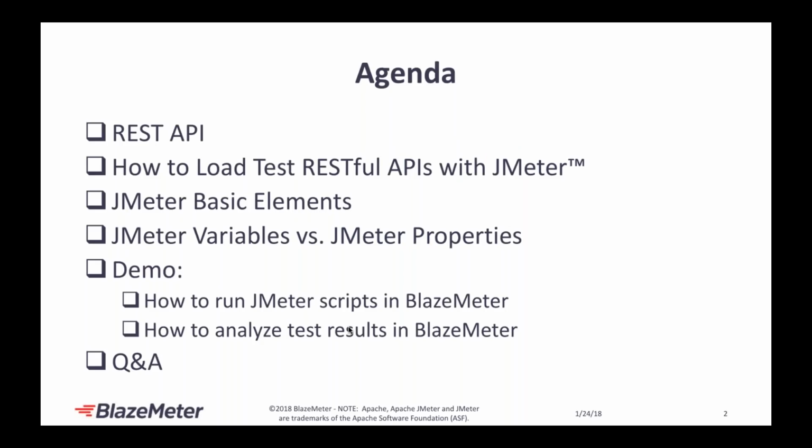What's on the agenda? First, we'll talk about what a REST API is and how it helps us. How do we load test RESTful APIs with JMeter? Then the JMeter basic elements, for those who are not familiar yet with JMeter, we'll show the basic elements and how to use them. We'll talk a little bit about JMeter variables versus JMeter properties. And then we'll show a demo of how to run JMeter scripts in general, and obviously how to run them in BlazeMeter and how to analyze the results. Eventually, in the end, we'll have time for Q&A.